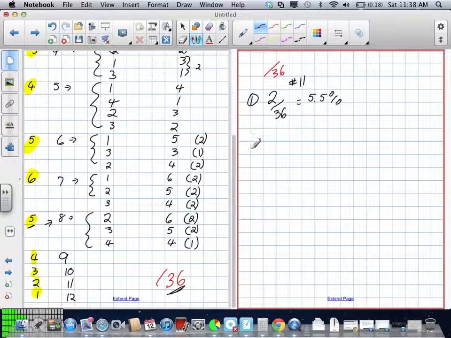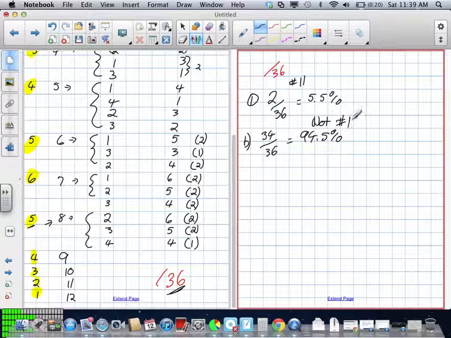It's pretty low. What's our next option here? B. Not 11. Okay, so there's 36 chances. How many chances of not getting 11 does that mean? You subtracted the 2, right? Tell me how many options there are if 2 of the options are 11. 34. Yeah, that's right. It'd be the same as writing 34 divided by 36, which gives us our 94.5% chance of not rolling 11.